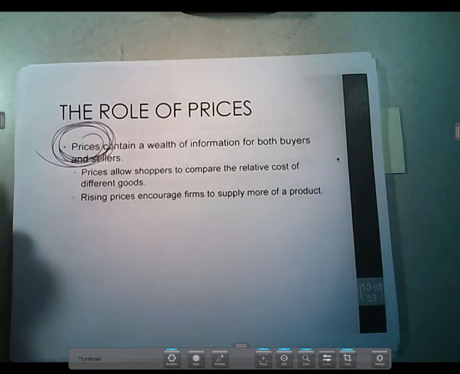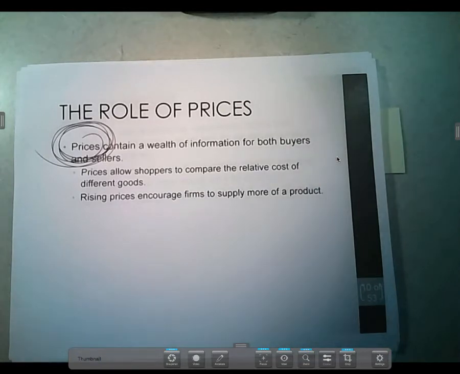Prices are so important. Prices are the incentive for firms and consumers, right? Let me give you some examples here of how I think as an economist, because I think on some level that's what this course is designed to do, is get you to think like an economist.